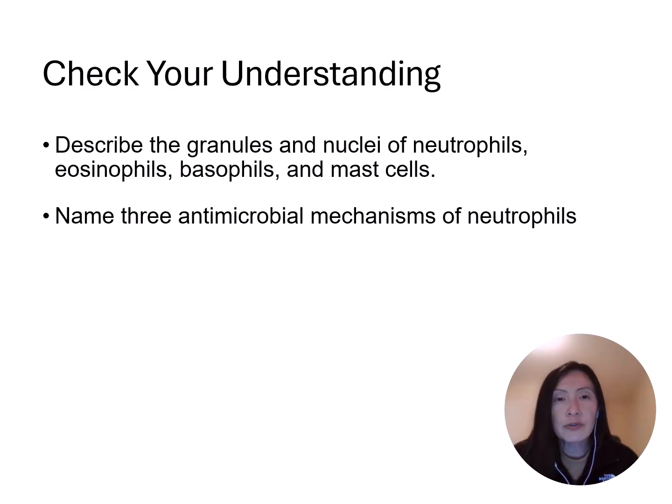For our basophils, they have 2 lobes. Their granules are large, dark blue and purple, that are rich in histamine and inflammatory mediators. And for mast cells, they have a round nucleus. It's not lobed. And their granules are similar to basophils. They're packed with histamine as well as other inflammatory mediators. But remember, mast cells are found in tissues, especially in the skin and mucosal surfaces.